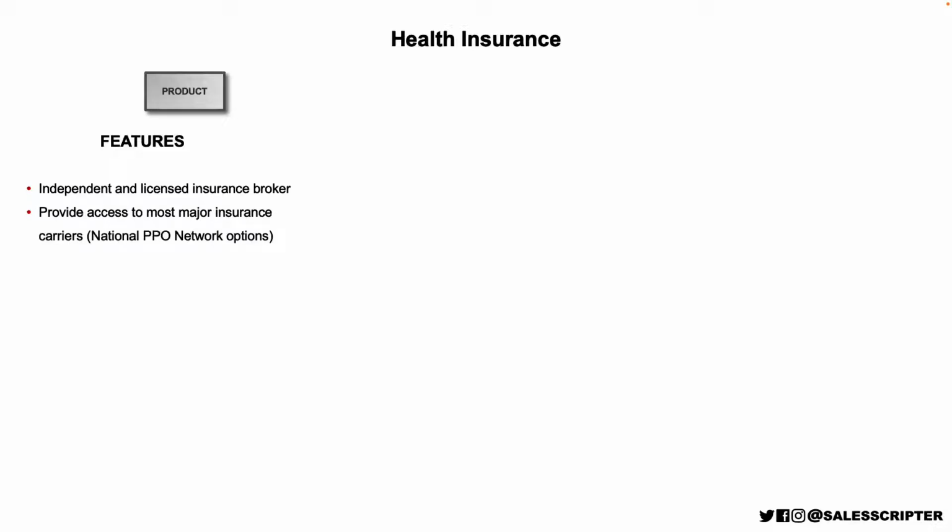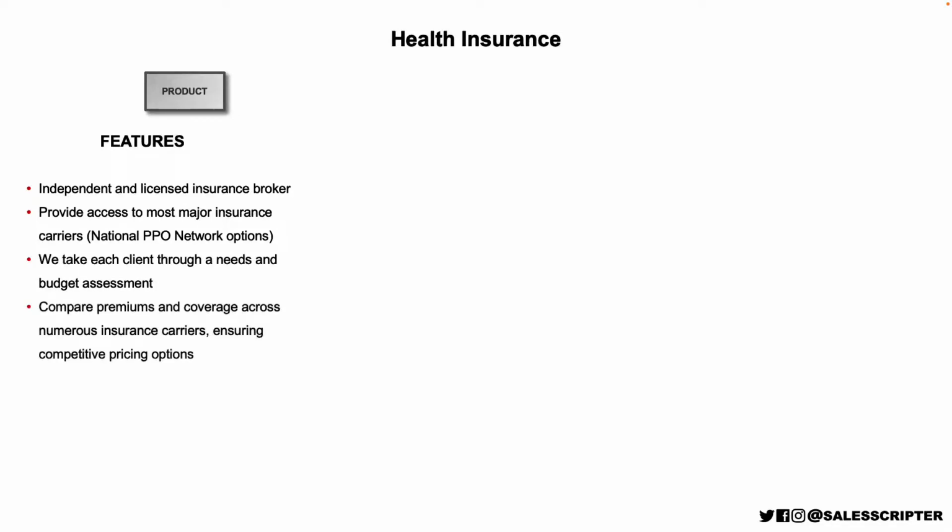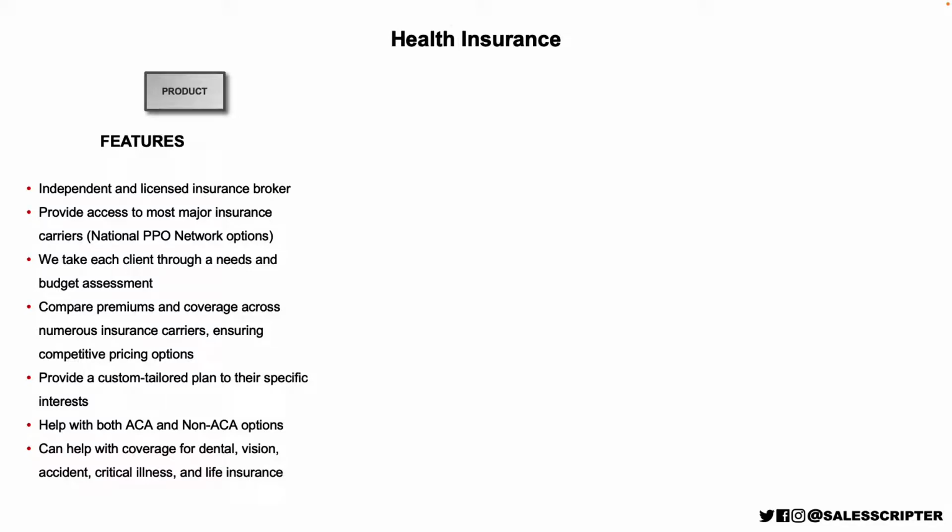But one of the things that's included with this particular agent is that he provides access to most major insurance carriers, including a national PPO network. He takes each client through a needs and budget assessment process. He helps to compare premiums and coverage across numerous insurance carriers, ensuring competitive pricing options. And he helps to provide a custom tailored plan to the customer's specific interests and needs. He can help with both ACA and non-ACA options. He can help with coverage for dental, vision, accident, critical illness, and life insurance. And he is an available resource for questions and concerns.